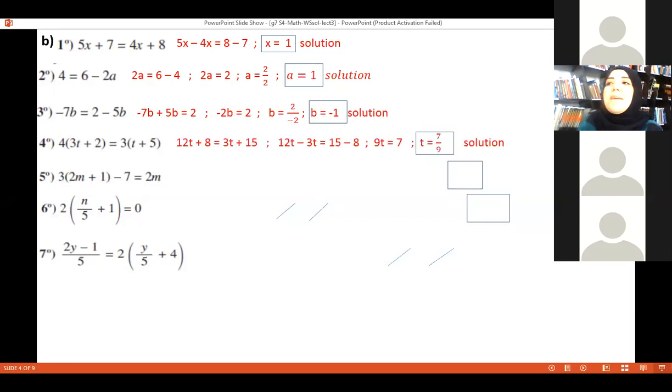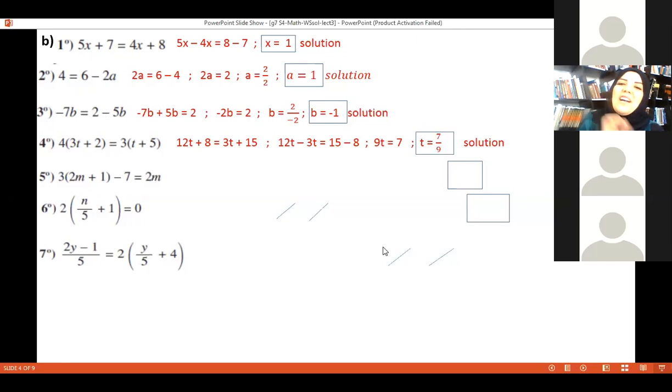Now, what's the second step, Ali? We put everything with a variable on the left and everything with numbers on the right. Very good. So I bring the 3t to the left. It becomes 3t minus 3t. Very good. And I bring the 8 to the right. It becomes minus 8. Very good. It's easy, Ali, right?